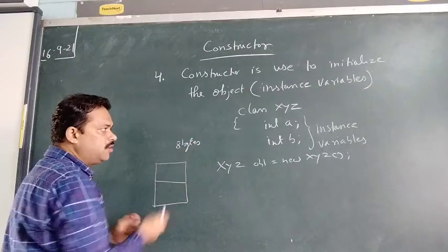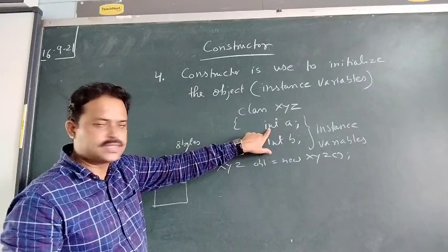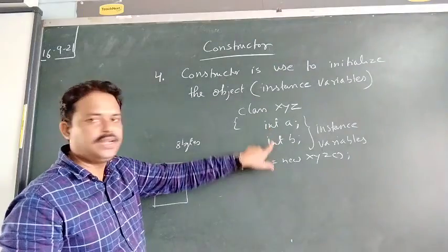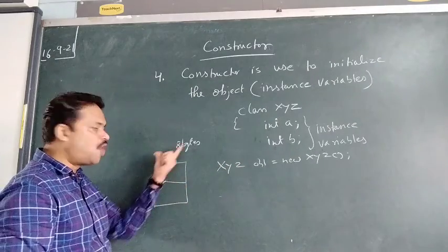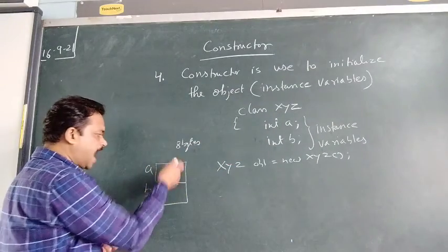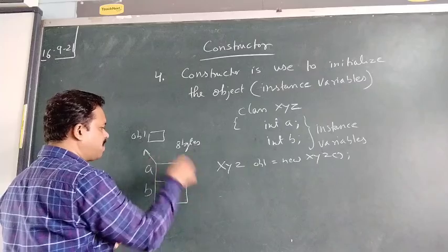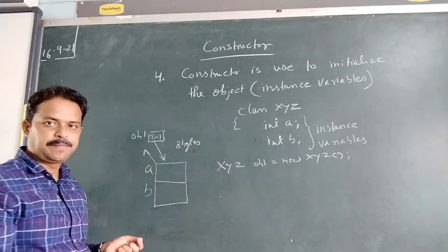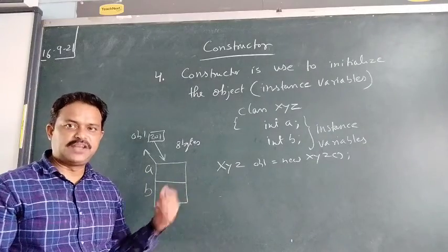That memory size depends on the variables which you have made here. Integer occupies 4 bytes. This is also integer. It will also occupy 4 bytes. Total 8 bytes. So when you create the object, the computer allocates 8 bytes of memory. Out of 8 bytes, 4 bytes will be for A and 4 bytes will be for B, and the address of this memory will go to the object OB1. Suppose the address of this memory is 201. What does it mean? This object is pointing towards this memory. This is the internal process that takes place when you create the object.